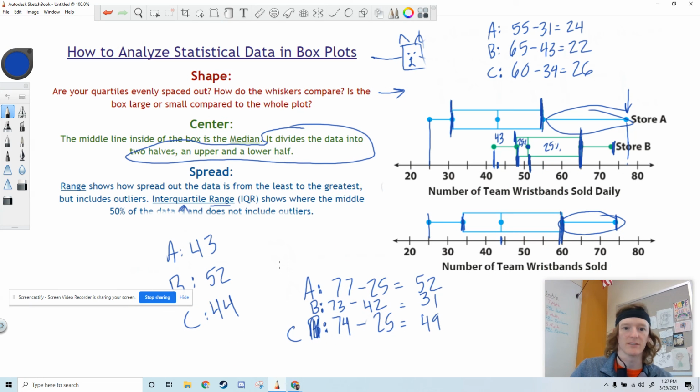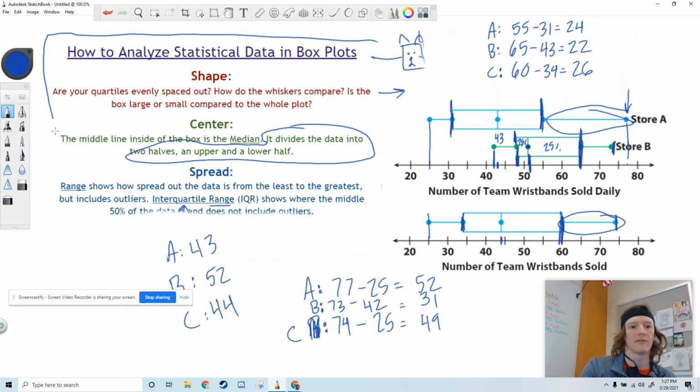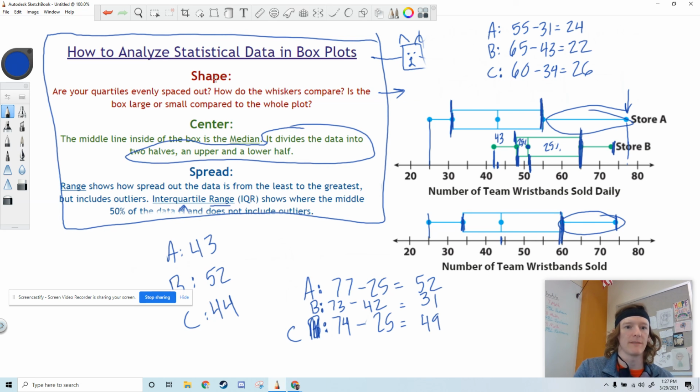So just as a reminder, and this will be on your homework page, when you are looking for the shape, center, and spread, for shape, what we're looking at, is it really stretched out? Is it really close together? What does your box look like? For center, we're looking at the median. The median shows the middle point. Half of your data is to the left, half of your data is to the right. And for spread, I want both things calculated. I want you to tell me the range, which is the greatest minus the least. And I want you to tell me the interquartile range as well, which is the upper quartile minus the lower quartile.